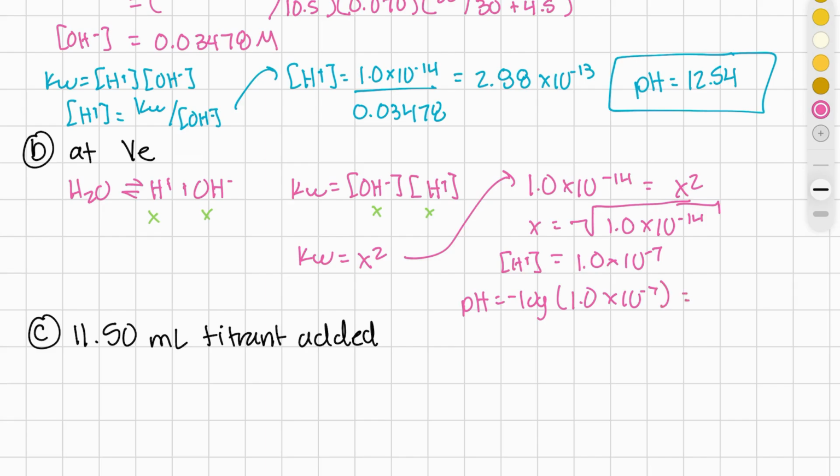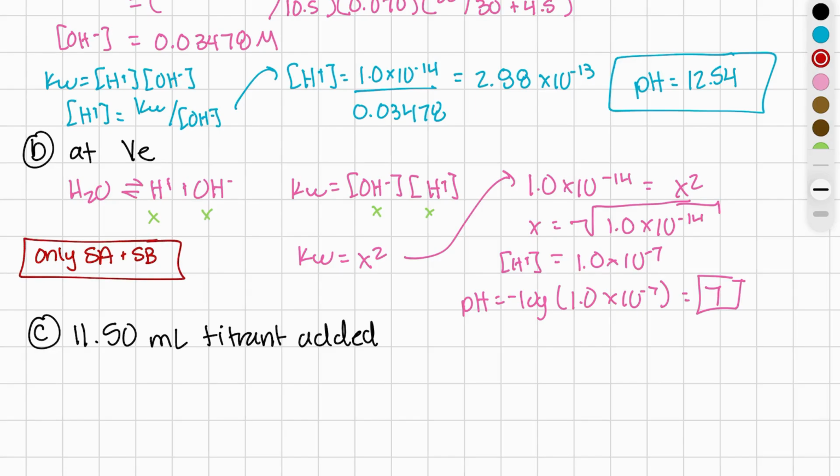Then this just equals 7, which is our answer there. So this one's pretty easy, but this only works when you have a strong acid and a strong base titration. So keep that in mind. Let me make a note. Only strong acid and strong base.